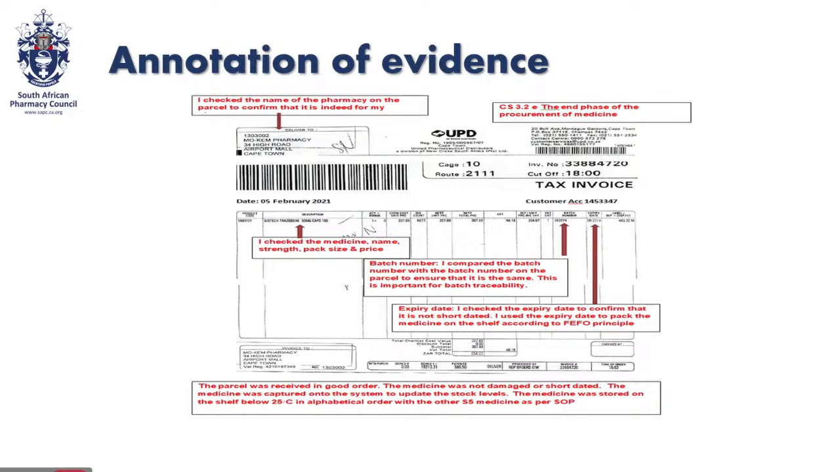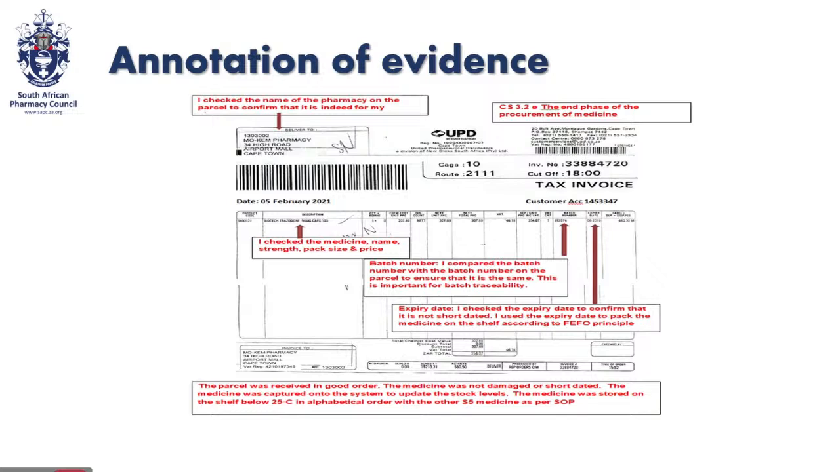So immediately now you can see that these annotations have meaning. The intern has told us why they checked the name, why they checked the batch number. Expiry date: I checked the expiry date to confirm that the medicine is not short dated. I used the expiry date to pack the medicine on the shelf according to the FIFO principle. So now you can see these labels are not merely attached to the invoice. It explains why every part of this invoice is important to the intern and how they used the expiry date and why they used it.